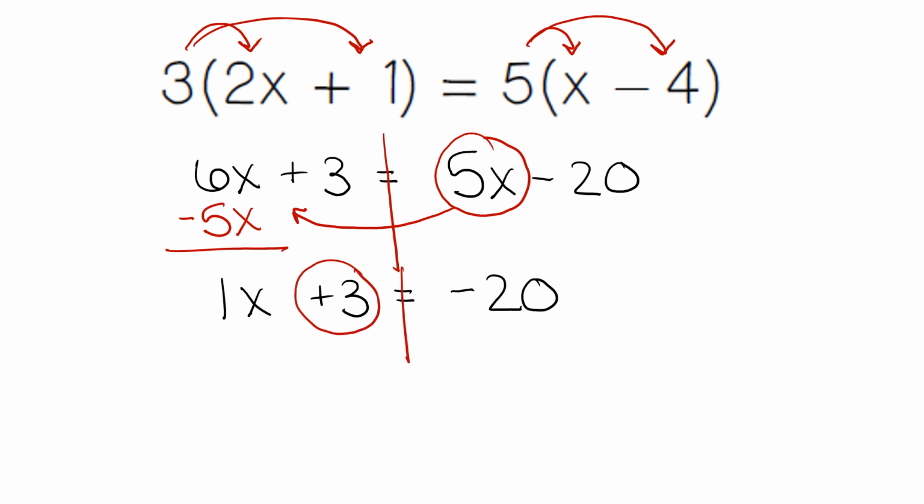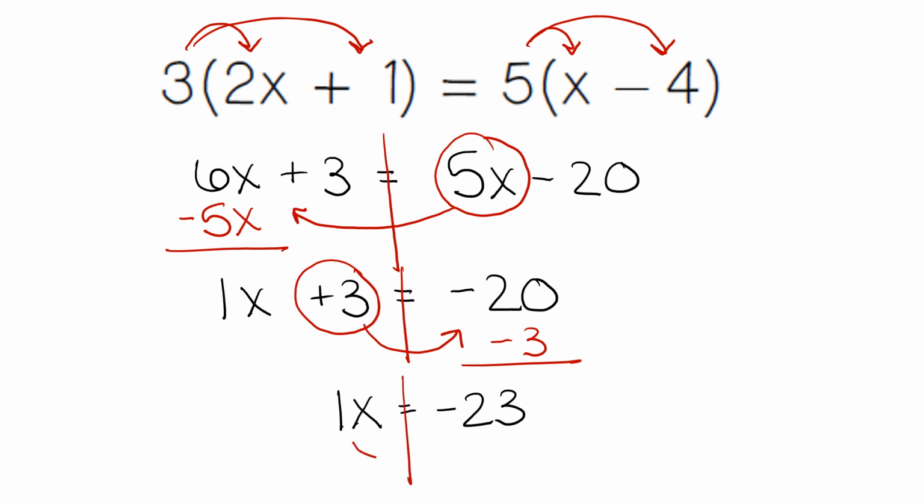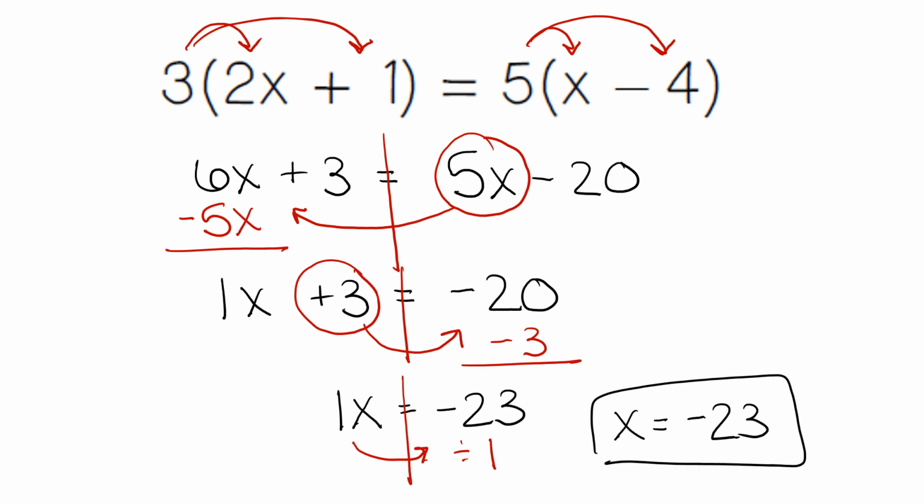Step 4 tells us to take the whole number and move it to the right-hand side. So instead of plus 3, we do the opposite. We do a minus 3. Negative 20 minus 3 gives us a negative 23. Our last step in solving equations is to divide. We divide by the 1. Negative 23 divided by 1 means our answer stays negative 23.